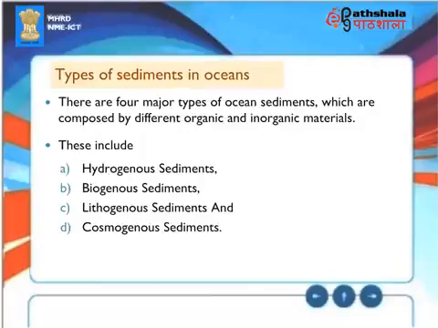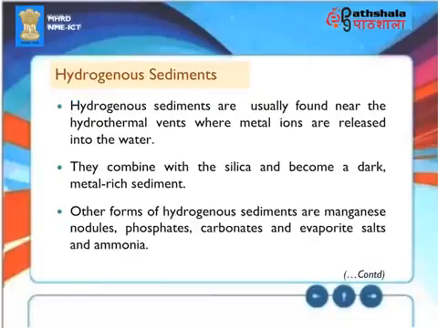Types of sediments in oceans. There are 4 major types of ocean sediments, which are composed of different organic and inorganic materials. These include hydrogenous sediments, biogenous sediments, lithogenous sediments, and cosmogenous sediments. Hydrogenous sediments. Hydrogenous sediments are usually found near the hydrothermal vents where metal ions are released into the water. They combine with the silica and become a dark, metal-rich sediment.